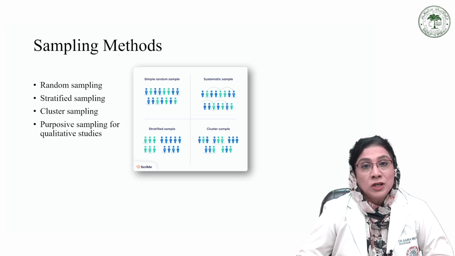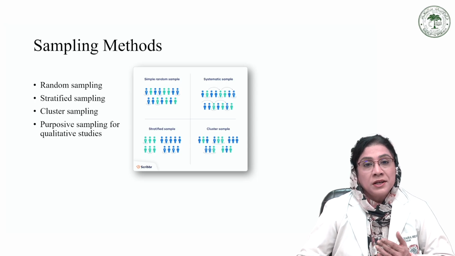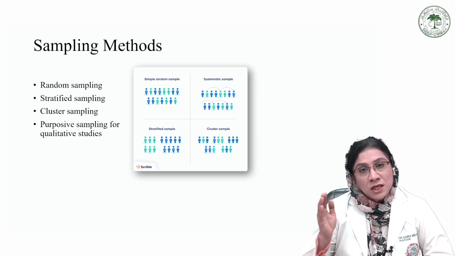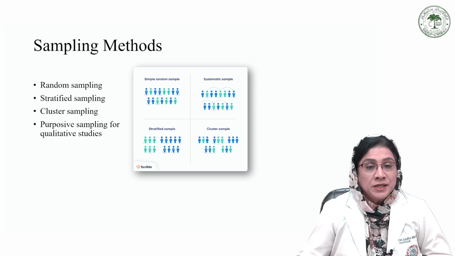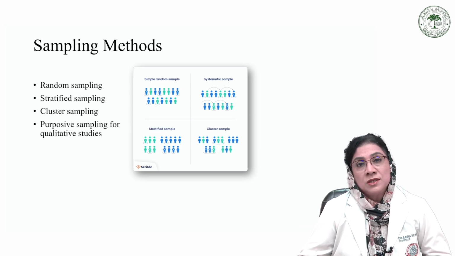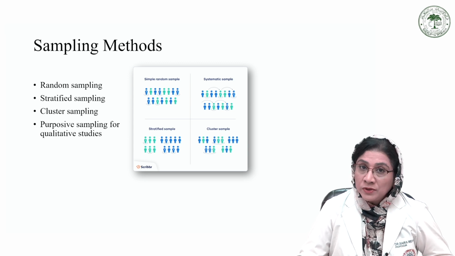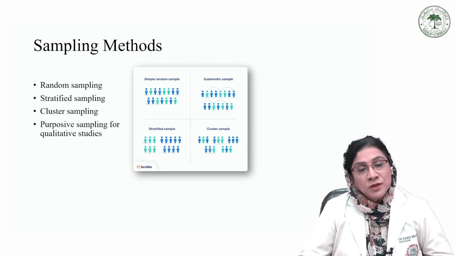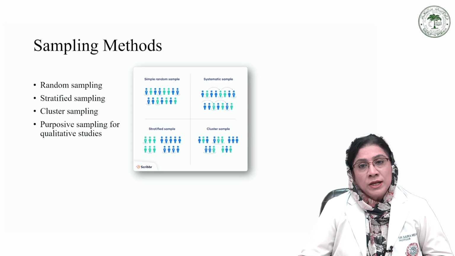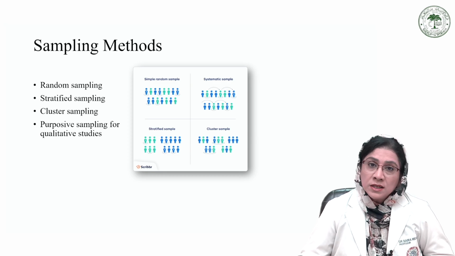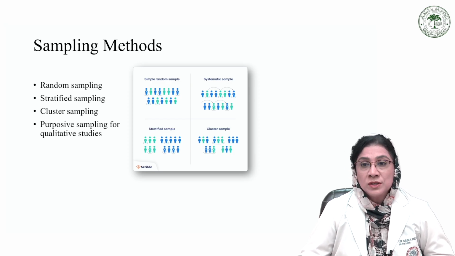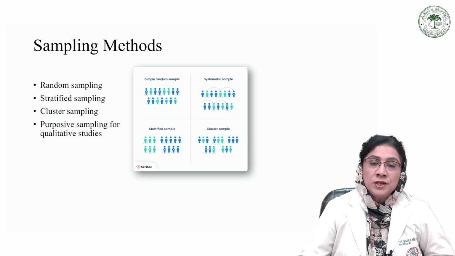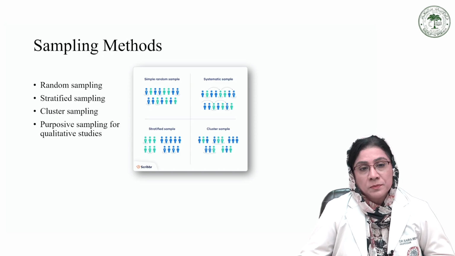Sampling is critical to ensure validity. Random sampling ensures each individual has an equal chance of selection. Stratified sampling divides populations into subgroups like rural versus urban. Cluster sampling is often used in large scale surveys, where whole villages or blocks are selected. In qualitative research, purposive sampling ensures inclusion of diverse voices, such as women of different age groups or socioeconomic backgrounds.